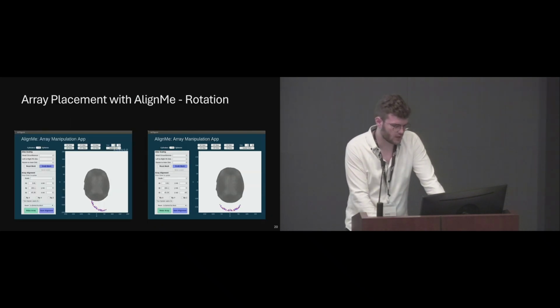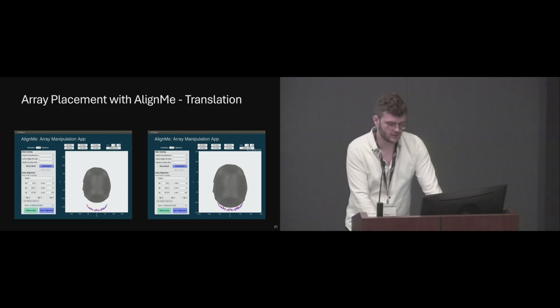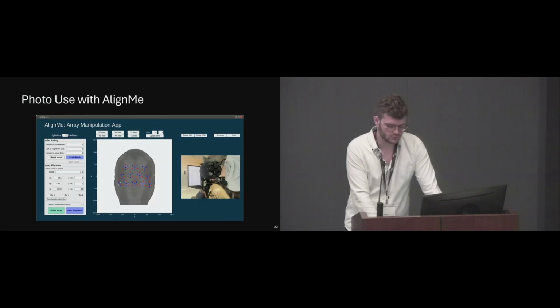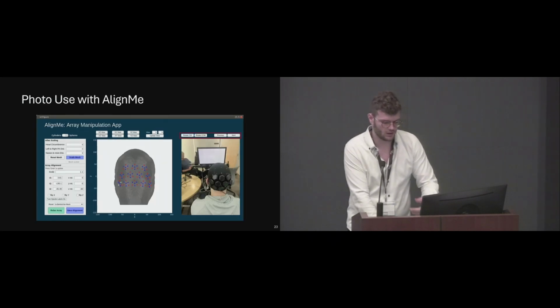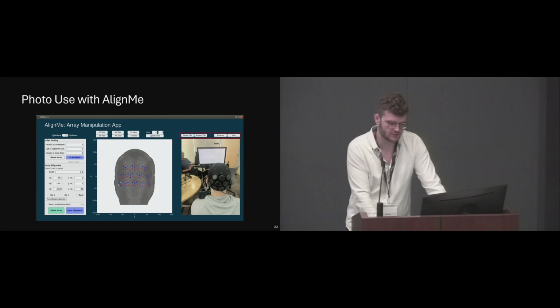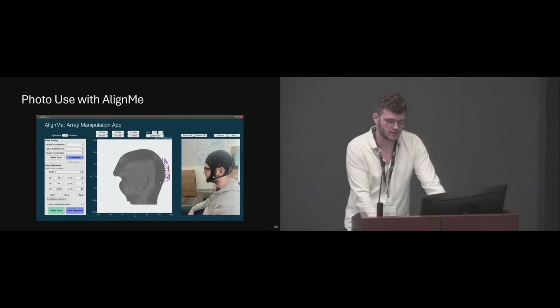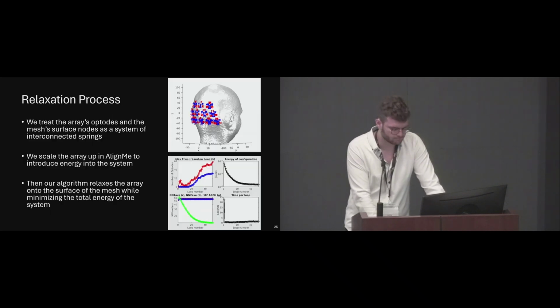A brief overview on translation. We can rotate the array. We can translate the array forward, backwards, up, and down. We can use photos, where we use these top bars, top buttons up here to rotate and seek through our photos. We can also change the view of the mesh and array to match our photos as well. All of these are pretty simple to do with AlignMe.